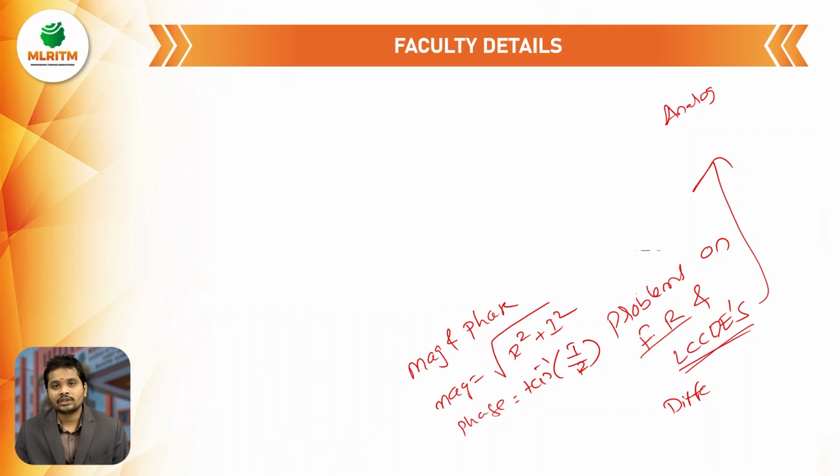For the homogeneous solution, you have to keep the input x of n equal to 0, assume y of n equals lambda power n, and find the roots. According to the roots, whether they are distinct, equal, or complex conjugate, you have different conditions. Again, you have to find the natural response from the homogeneous response. So we will see how to apply LCCDEs to different difference equations and how to find the frequency response of the system.